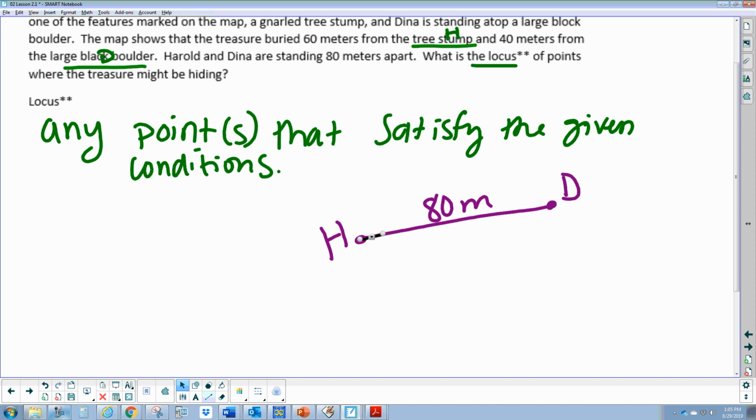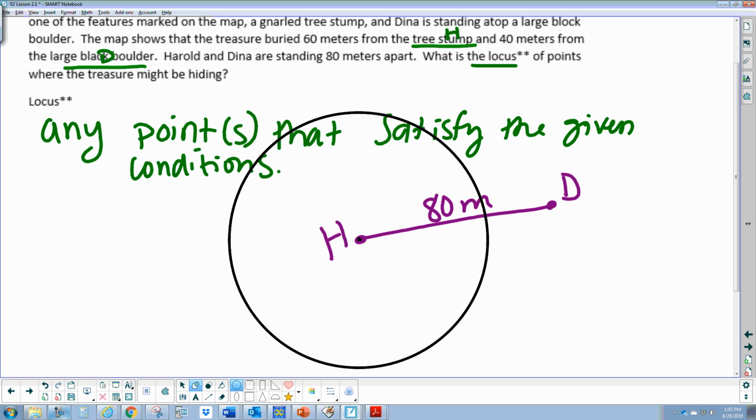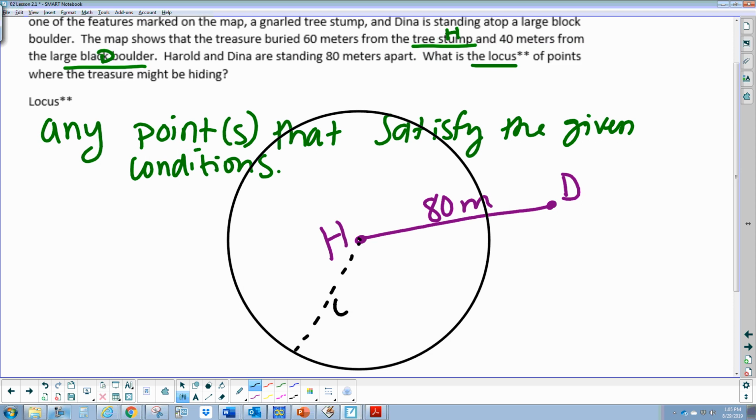Okay, so I need something that's going to represent all of those points. And so I can do that by drawing a circle. Okay, so here are all of the points that are 60 meters away from Harold. And I'll just sketch in that this is 60 meters.